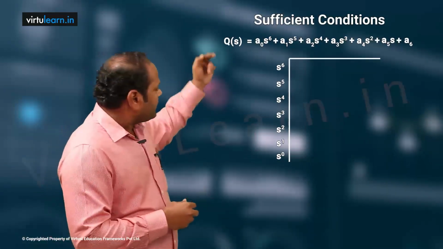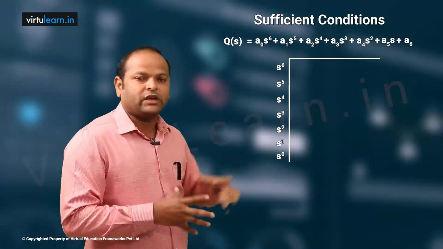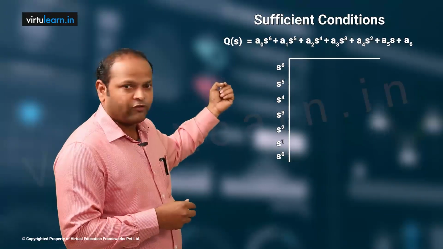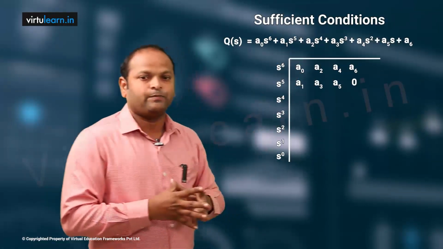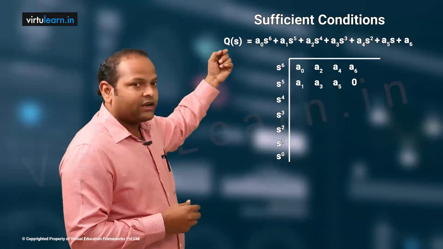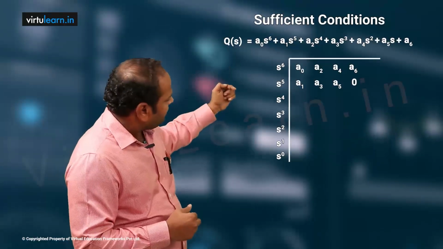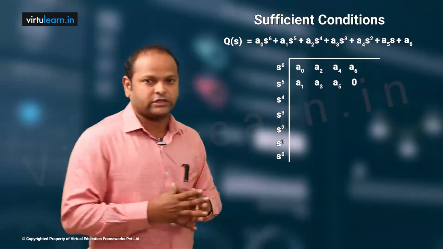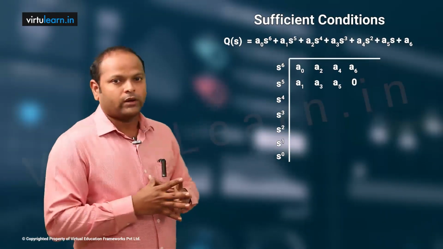Out of 7 rows, 2 rows of elements we take directly from the characteristic equation. For S^6 and S^5, I am taking A0, A1, A2, A3, A4, A5, A6. I start from the first element, the highest degree A0, then fill the next element, go like this and come down, go like this, come down. So it is continuous up to the last element A6. So 2 rows are over.